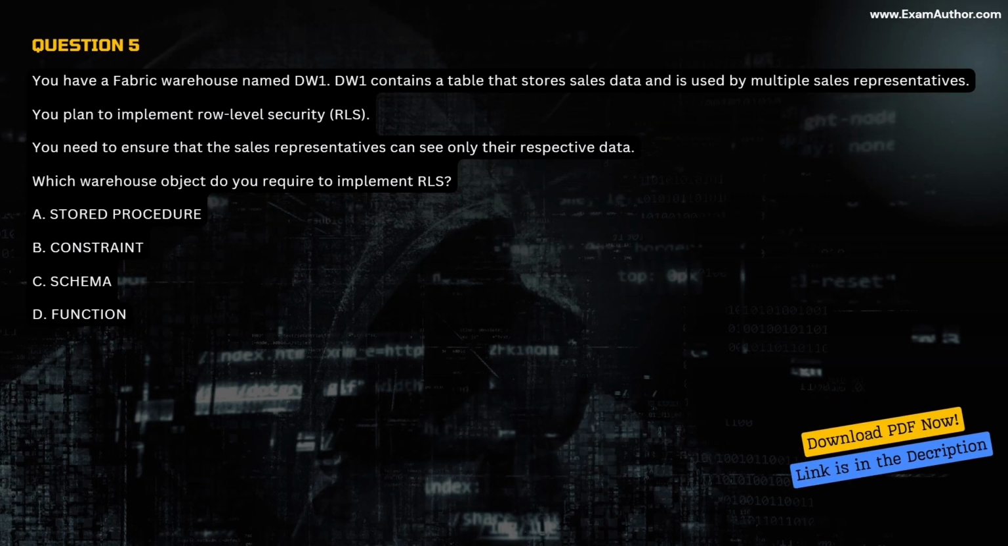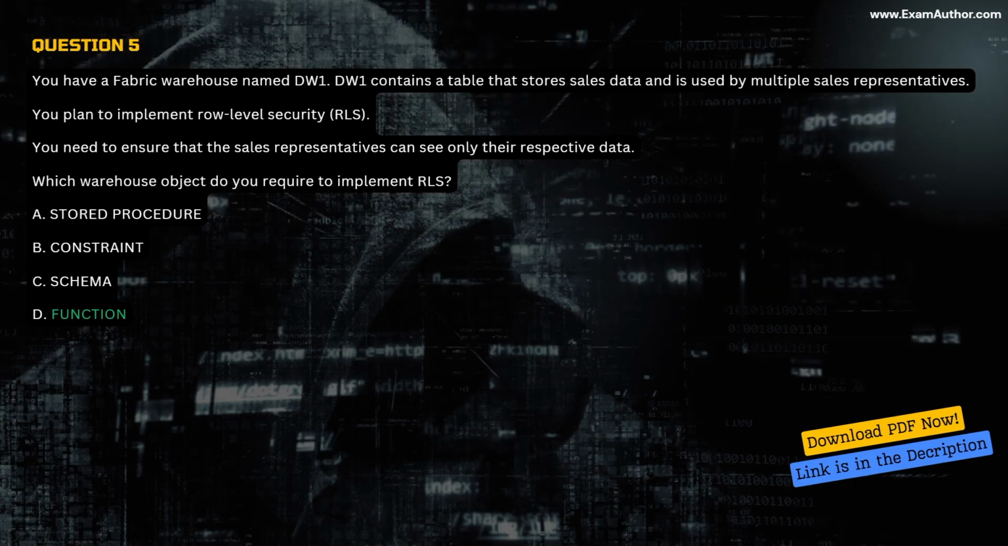Question 5. You have a Fabric warehouse named DW1. DW1 contains a table that stores sales data and is used by multiple sales representatives. You plan to implement row-level security (RLS). You need to ensure that the sales representatives can see only their respective data. Which warehouse object do you require to implement RLS? A. Stored procedure. B. Constraint. C. Schema. D. Function. Correct answer D.